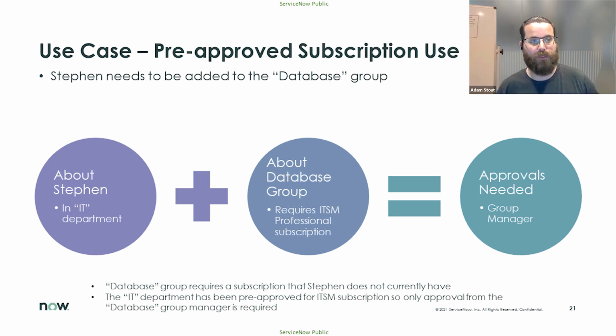Next, we move on to Stephen, who wants to be added to the database group. Stephen is not in any groups right now, but he is in the IT department. Again, he wants to be added to the database group, which requires ITSM Pro. And in this case, I put in the logic to say, if your department is IT, I have pre-approved a list of departments. If you're in one of these departments, we know ITSM is part of your job. We've pre-approved all of those things. I don't need that extra step. So again, just the group manager needs to approve being added.